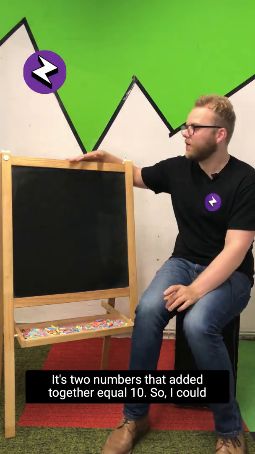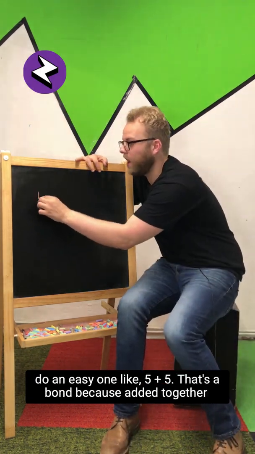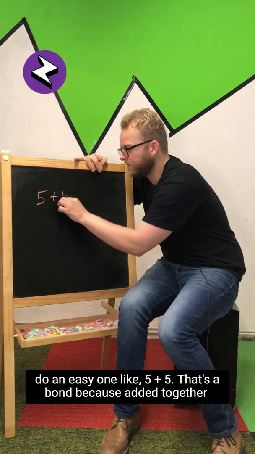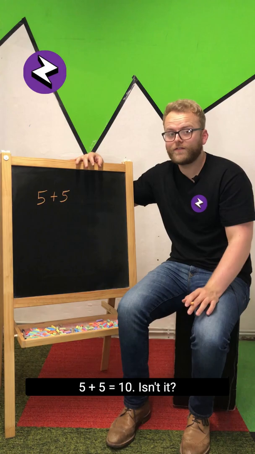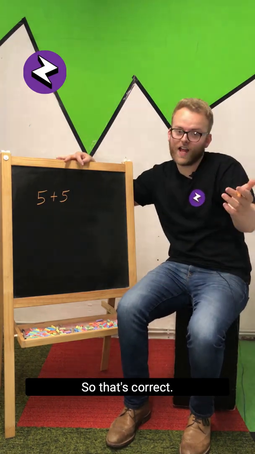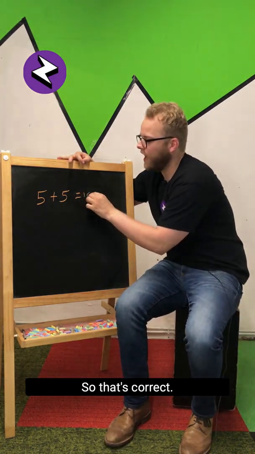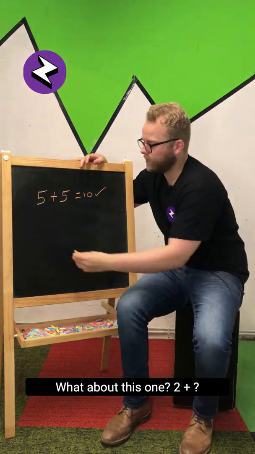Okay, so I could do an easy one like 5 plus 5, because that's a bond, because added together 5 plus 5 is 10, isn't it? So that's correct. All right, what about this one?